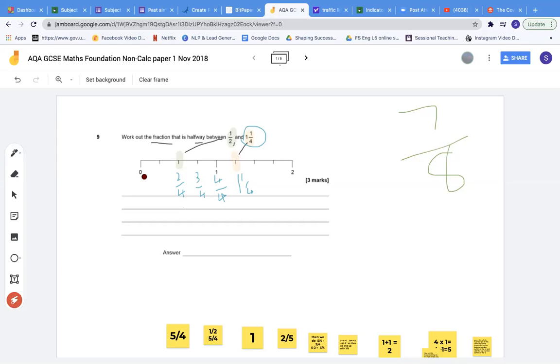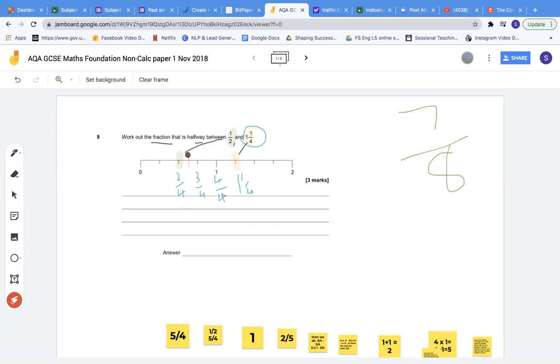Okay, I'm going to use my laser pen. This is the half, which is 2 over 4. This is 1 1/4. Now listen carefully. Is the halfway point between a half and 1 1/4 the halfway point here?